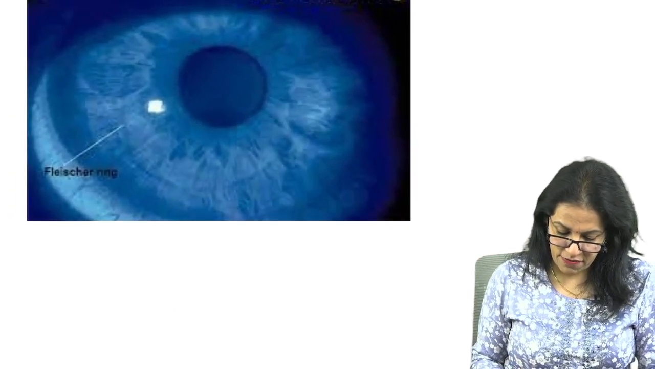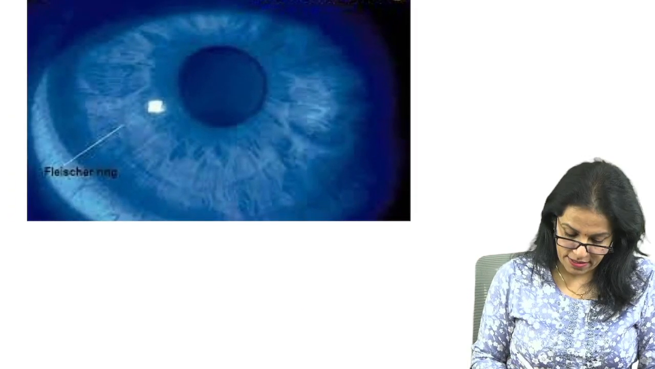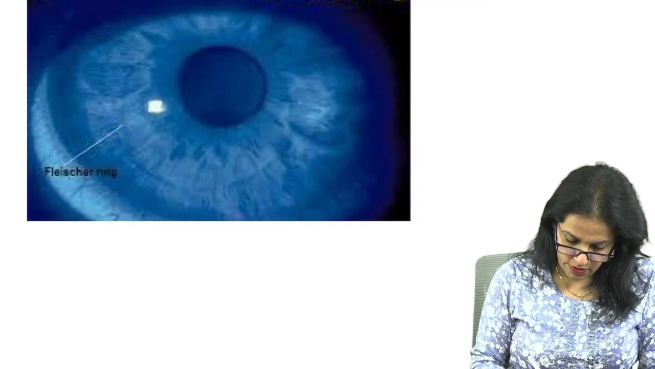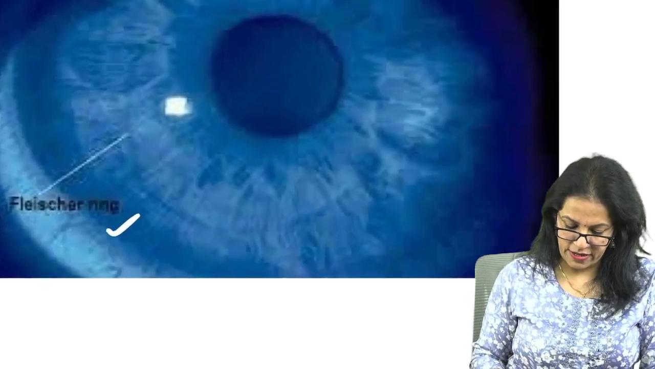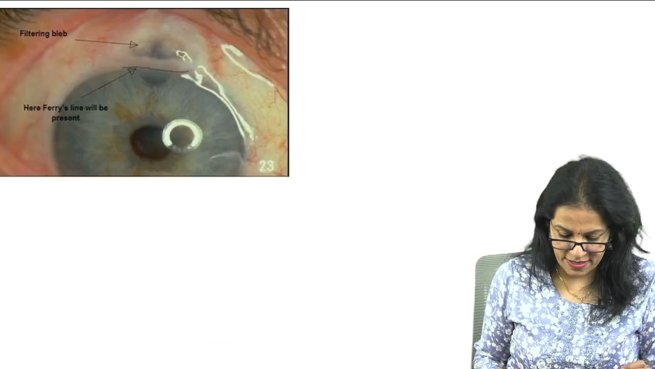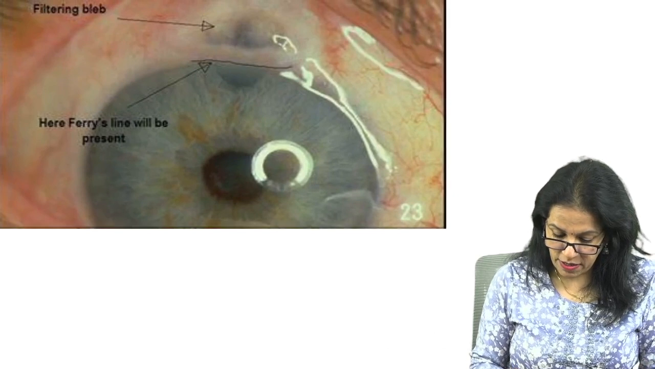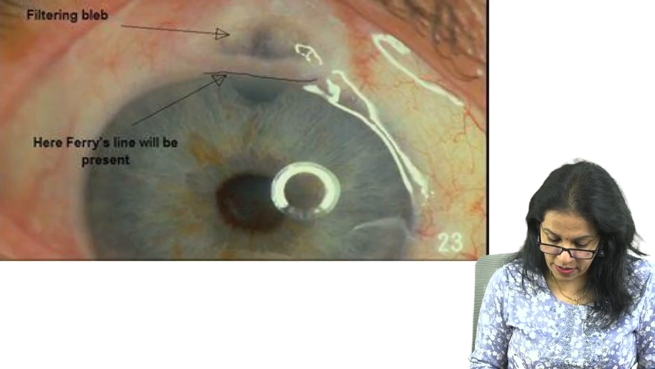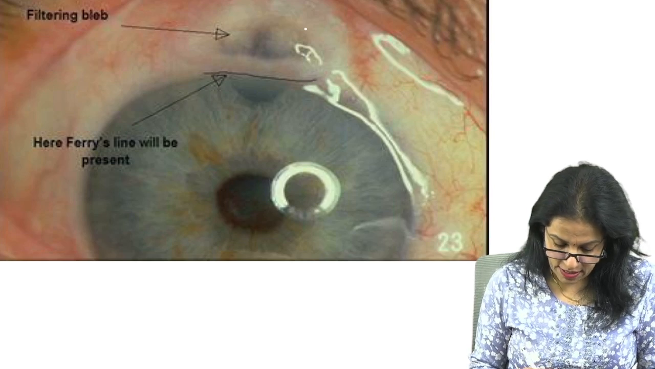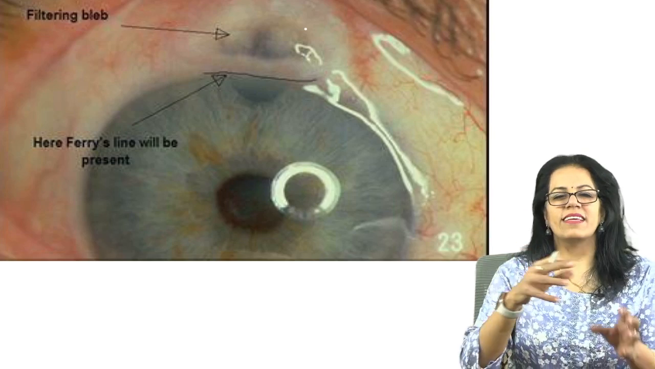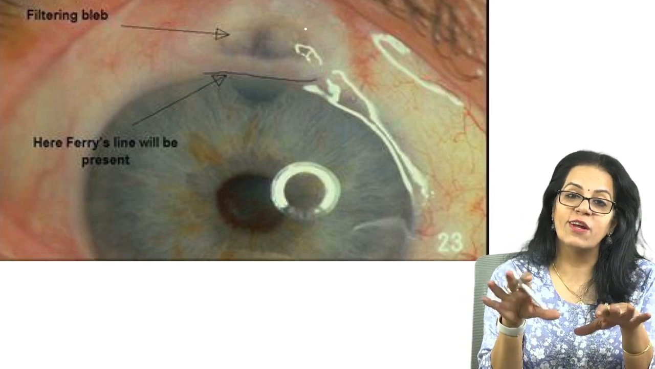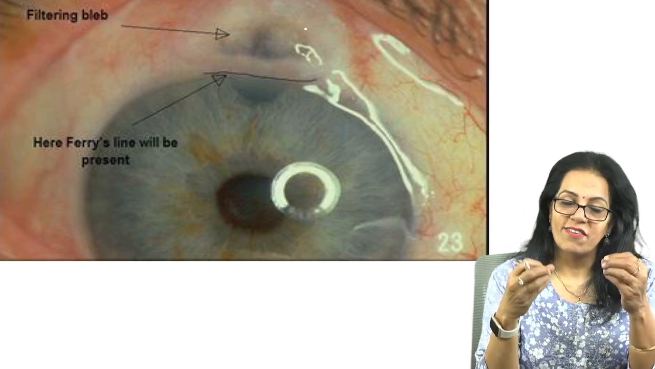So this is the Fleischer's ring. Everybody is clear? I don't think there's any confusion. This is what is called Fleischer's ring, in patients of keratoconus. Look at this one. There's a filtering bleb, and on the filtering bleb, when you get this type of iron deposition, you can see here, this is Ferry's line. It doesn't matter whether it is here or there, anything around the filtering bleb, just keep in mind is Ferry's line.